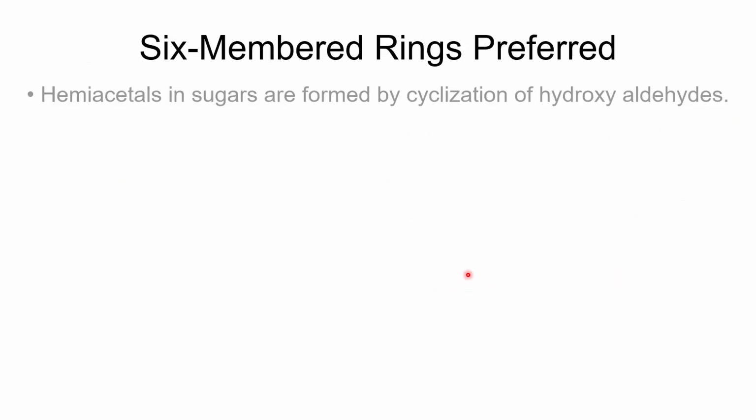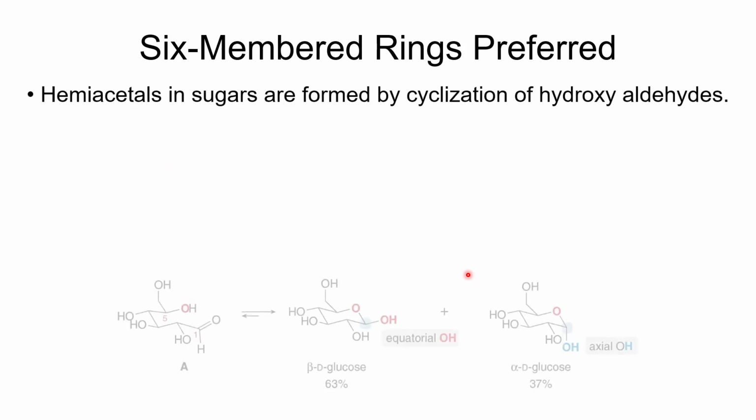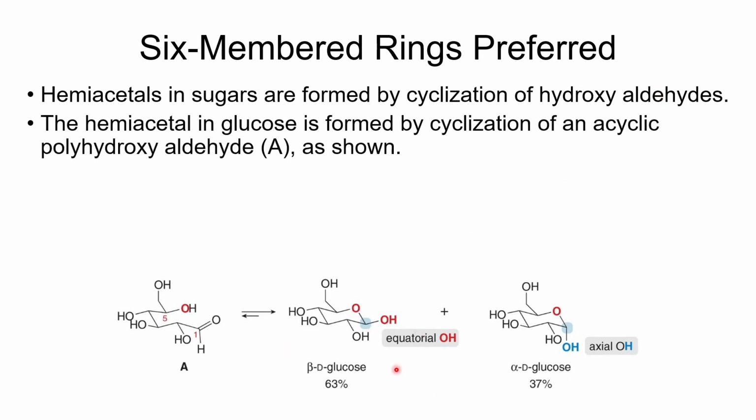All right, so the 6-membered rings are preferred, and so are hydroxyaldehydes. So if we have a 5-hydroxyaldehyde, it can come around and form a cyclic 6-membered ring, and that's what happens with these. So if we get cyclization, that OH that's in the 5 position, so there you go, there's the 5, it comes around and makes a hemiacetal formation. So it attacks this carbonyl, and we get the hemiacetal.